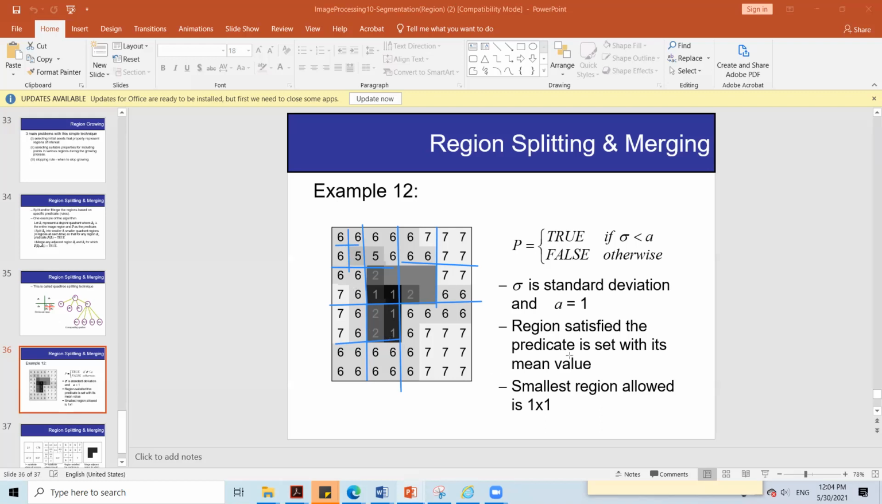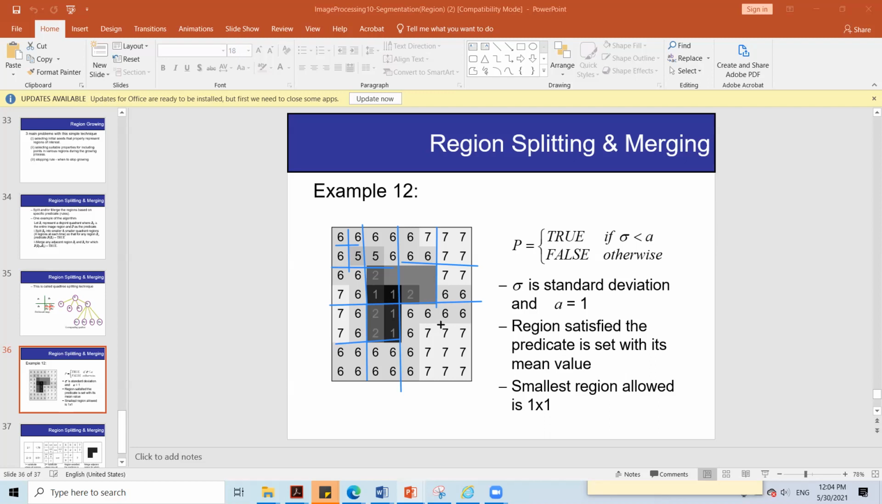Any other question? 1 times 1, standard deviation equals 0. Right? You cannot say no variance, the standard deviation is equal to 0. Yeah, less than 1.